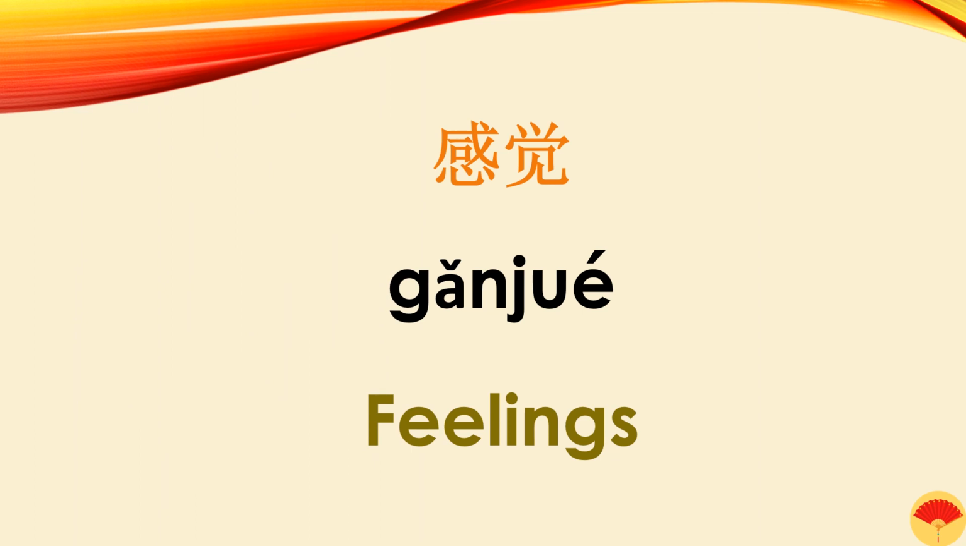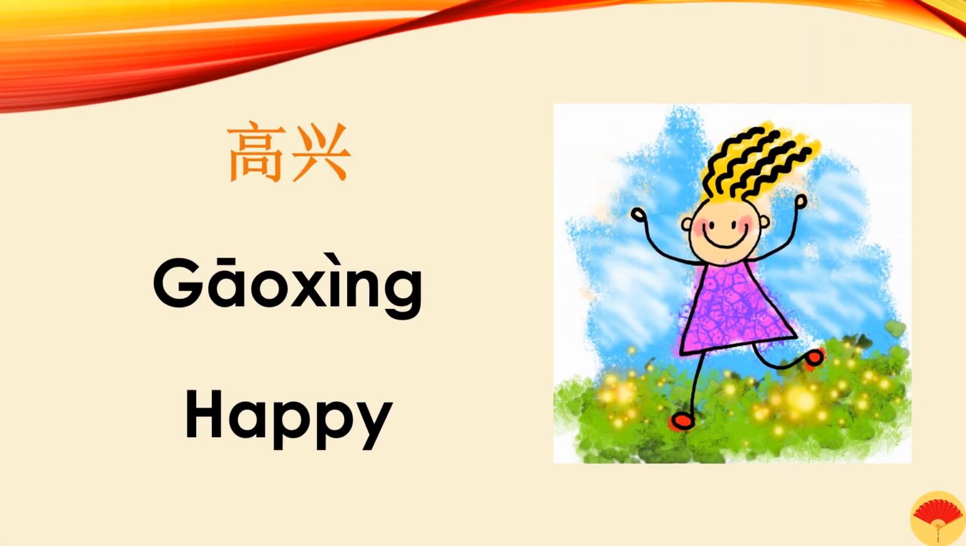The Chinese word for feelings is 感觉. 感, third tone. 觉, second tone. 感觉. Now you say it. 感觉. Happy. 高兴. Now you say it. 高兴.